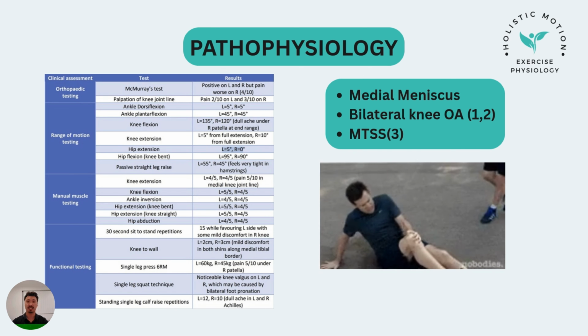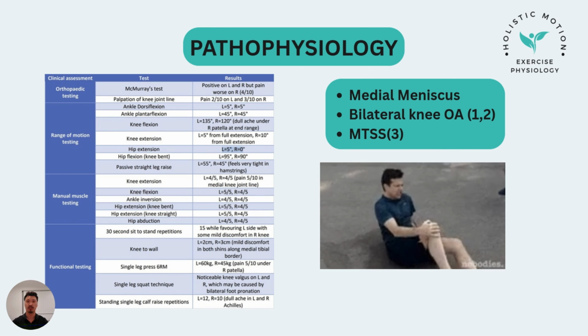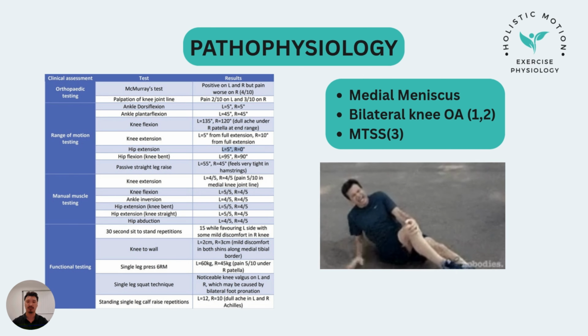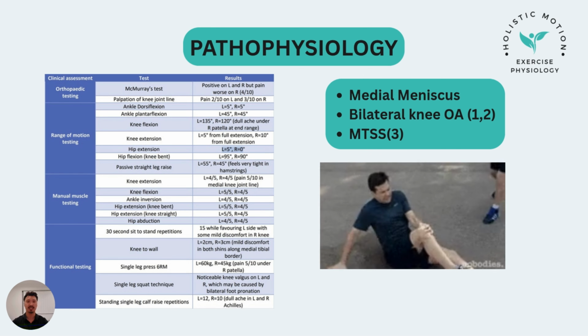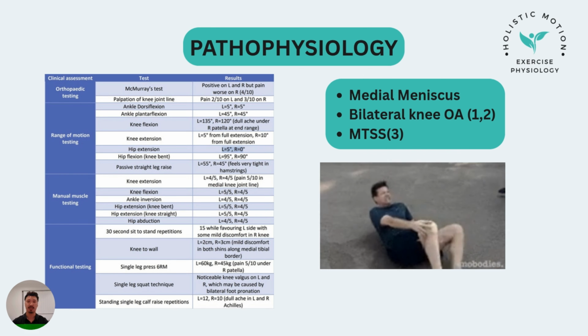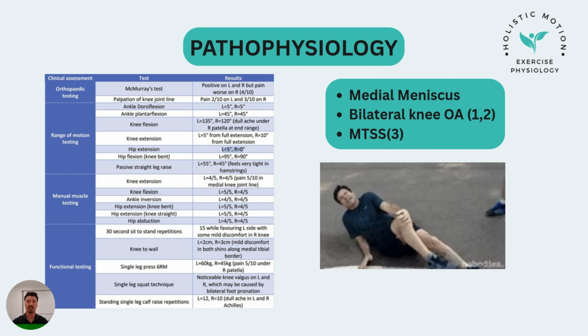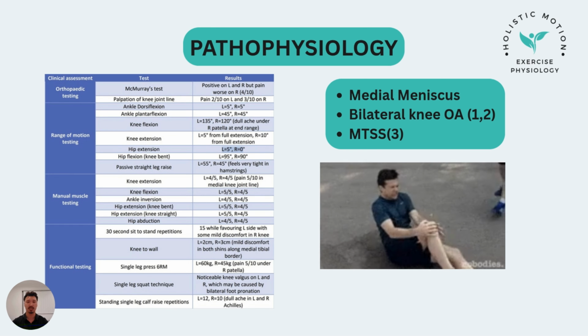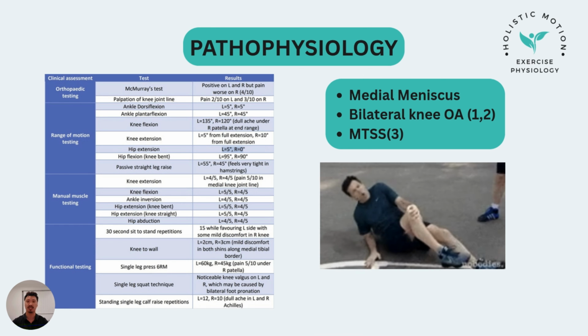The other hypothesis is due to the reduced range of motion with his hip extension, knee extension and flexion, and ankle dorsiflexion, which would impact his gait pattern. This is evidenced by the bilateral foot pronation during his single leg squat technique test, which is a mechanism for medial tibial stress syndrome as it places more stress on the tibia.